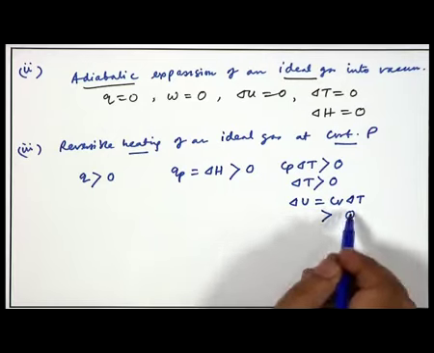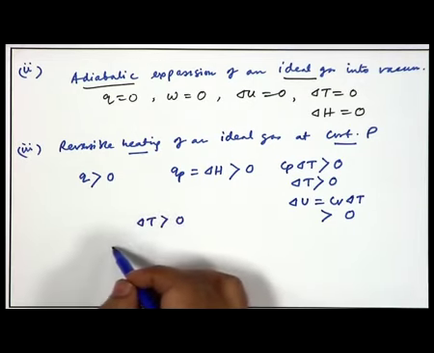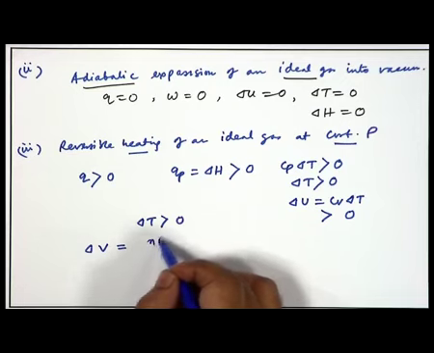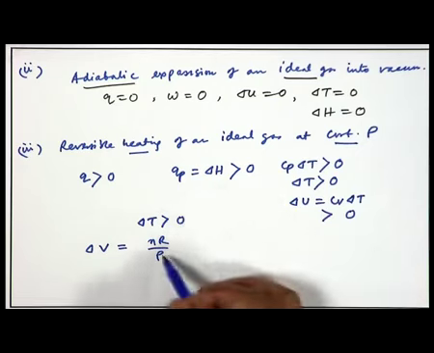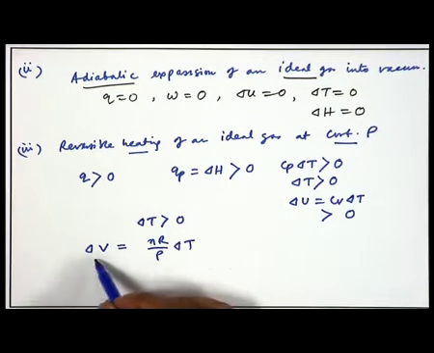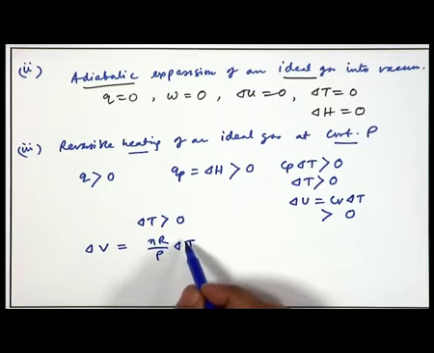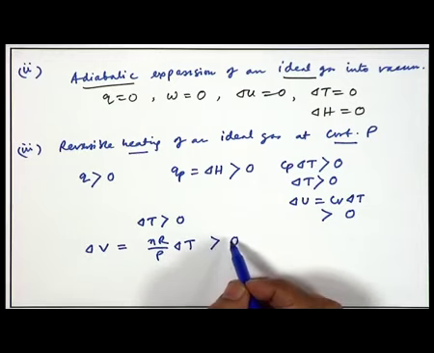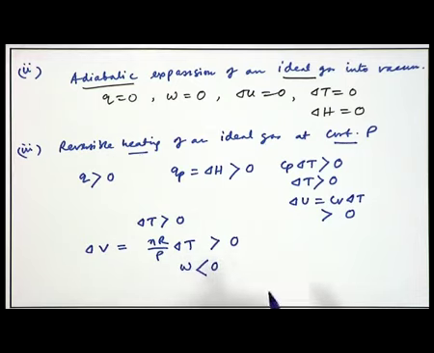If del T is greater than 0, we look at del V. We are talking about a constant pressure process, so P is constant. For ideal gas, del V is given by nR over P times del T. As del T is greater than 0, del V is also greater than 0, and as del V is greater than 0, W is less than 0.